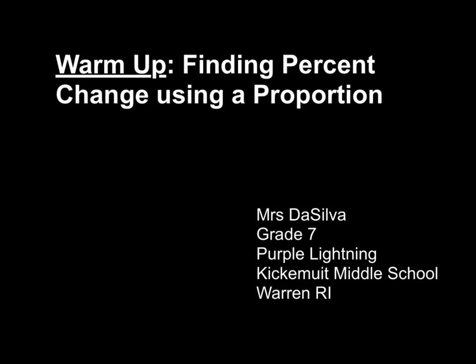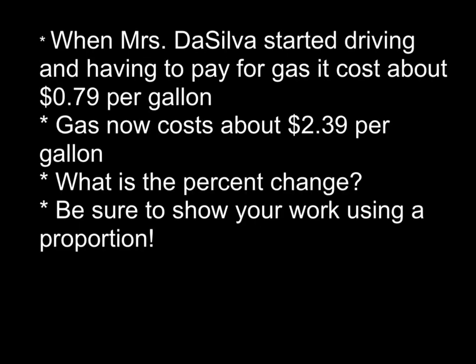So today's warm-up again is on finding a percent change using a proportion. In today's problem, we have a situation about the increase in gas. When Mrs. De Silva started driving, it used to cost about 79 cents per gallon. Gas now costs about $2.39 per gallon. What is the percent change? And of course, we were told here to show our work using a proportion.